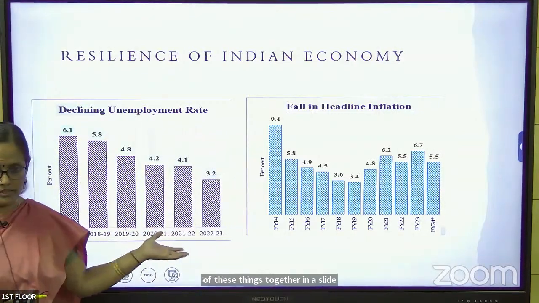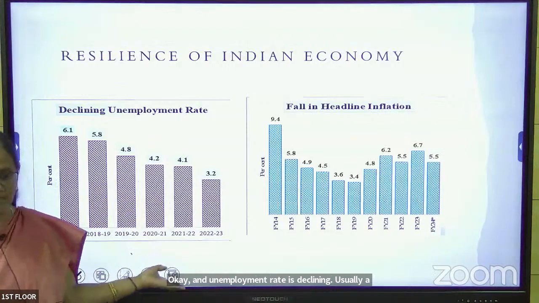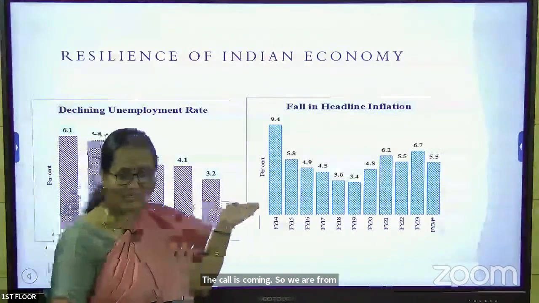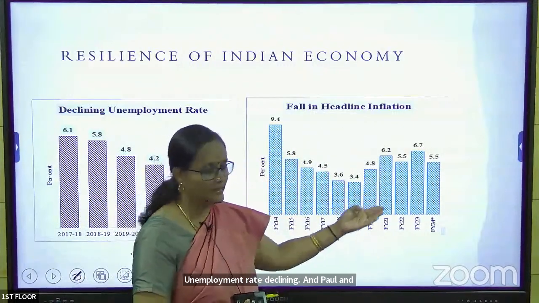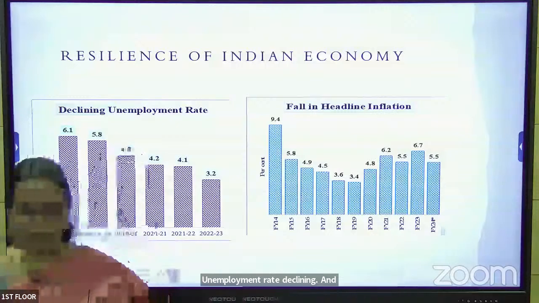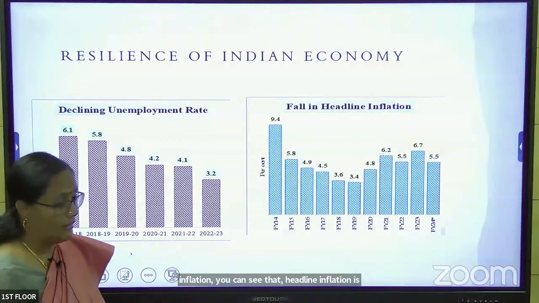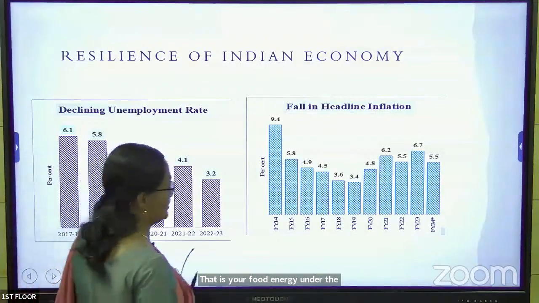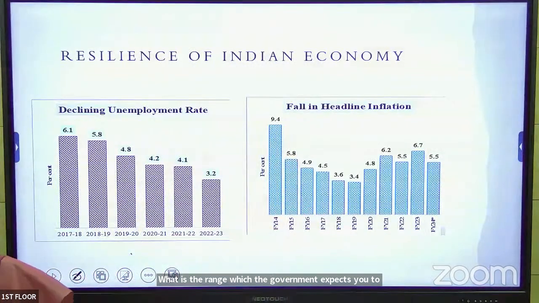Our unemployment rate is declining. Usually a country will have 4% as the natural unemployment rate. We are even lesser than that. Amrit Kaal is coming. So we are from 4.1% to 3.2% as the unemployment rate declines. And there is a fall in headline inflation. Headline inflation basically includes all your sensitive, non-sensitive items put together, that is your food, energy and the core manufacturing. Everything put together will be your headline inflation. What is the range which the government expects the inflation to be in? 4 plus or minus 2%, so up to 6%.